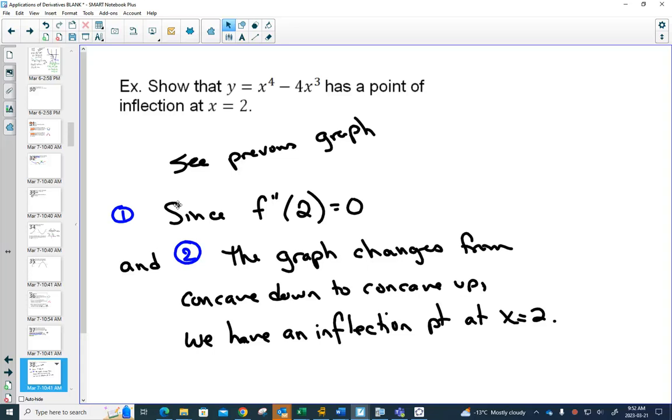So I would like you to take the next example on your own and graph it completely. Do your first derivative and do your second derivative. Find your maxes and mins. Find your inflection points. Draw a nice graph. Label everything.